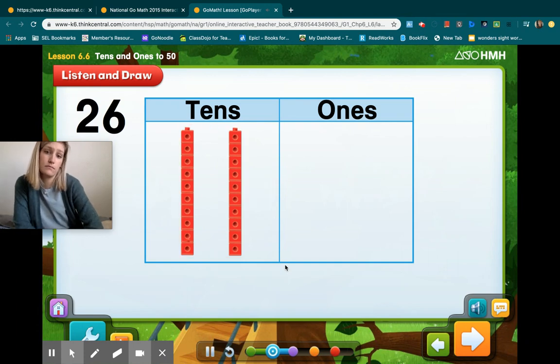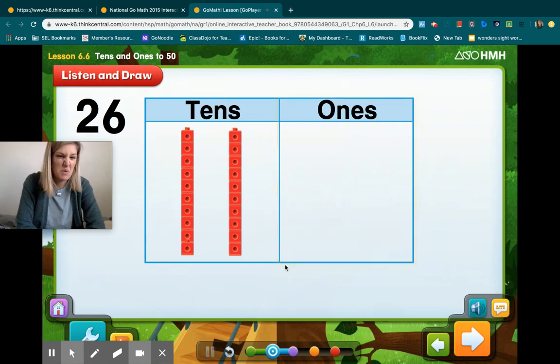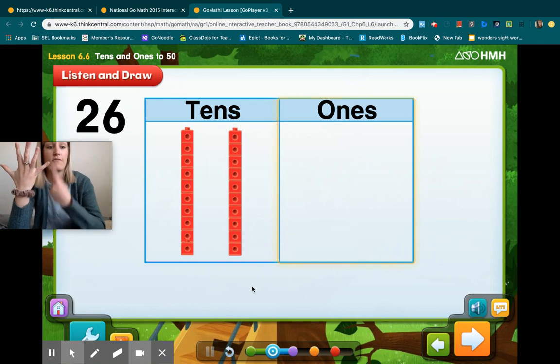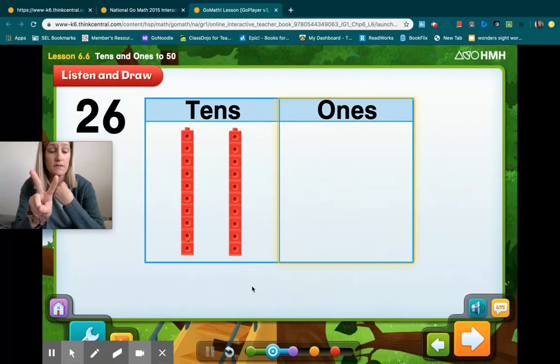We can't make another 10 with only 6 cubes, so click to see what happens to the 6 cubes. So I'm kind of confused by what she said. We can't make another group of 10 with 6 cubes. Where are we getting those 6 cubes from? Well, watch with me. We're trying to get to 26. What do we have so far? 10, 20. So we need to grab 20 and we need to count on from there. 21, 22, 23, 24, 25, 26. So you'll have 2 groups of 10 and 6 ones left over. Let's see how she shows that.